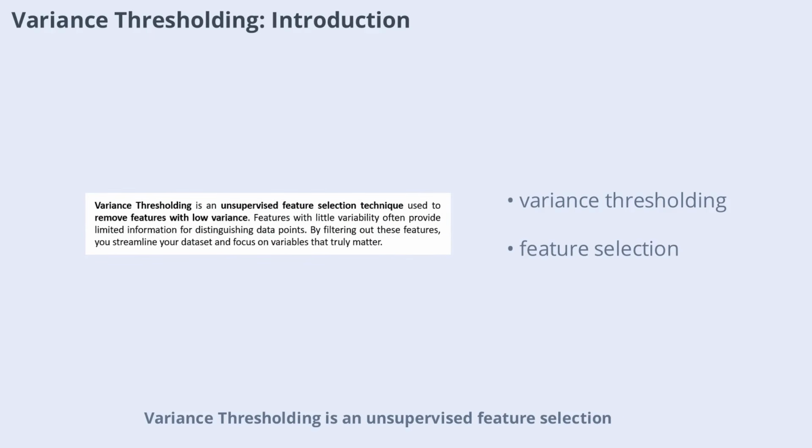Variance thresholding is an unsupervised feature selection technique used to remove features with low variance. Features with little variability often provide limited information for distinguishing data points. By filtering out these features, you streamline your dataset and focus on variables that truly matter.